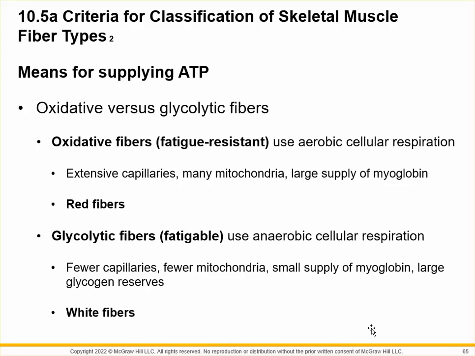Glycolytic fibers use anaerobic cellular respiration. So they don't need mitochondria. They don't use oxygen, so they don't have very much myoglobin. They don't have a lot of capillaries, but they have to have a lot of glucose stored in them, a lot of glucose in the form of glycogen, because they're only getting 2 ATPs out of a glucose. So they need lots of glucose. And you can't deliver the glucose very quickly, so you have to store it in the fibers. These are called white fibers.